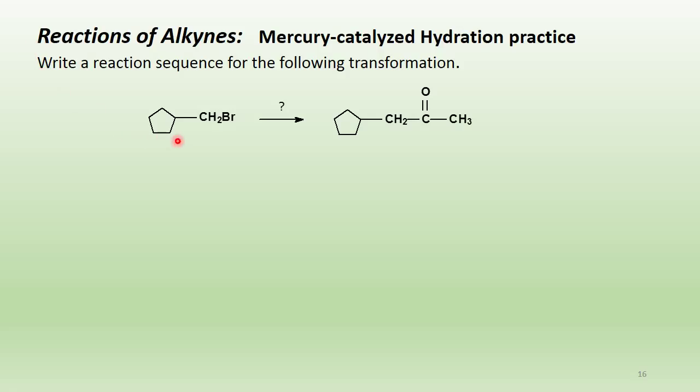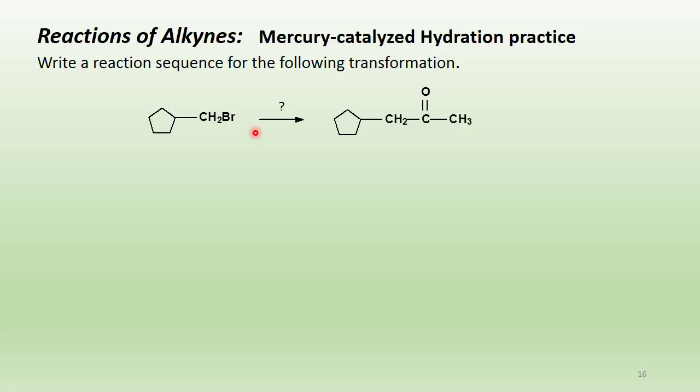So here we're starting with bromomethylcyclopentane. We want to convert it to this ketone. Now, the very presence of a ketone should remind us that ketones are formed from hydration of an alkyne. Furthermore, there are 2 additional carbons in our product than there were in the original reagent, so that suggests we must have an alkylation step in here.